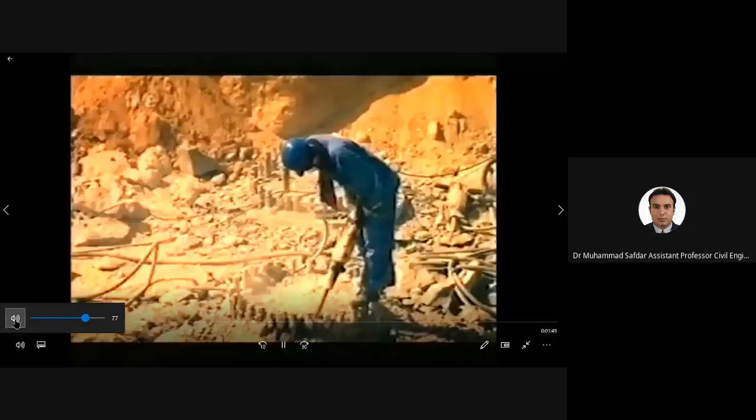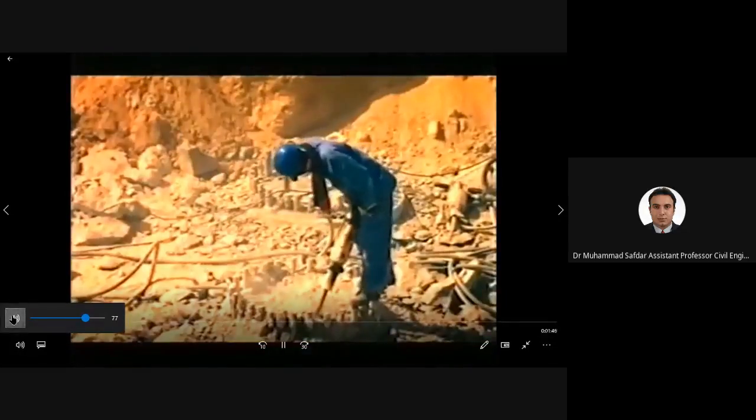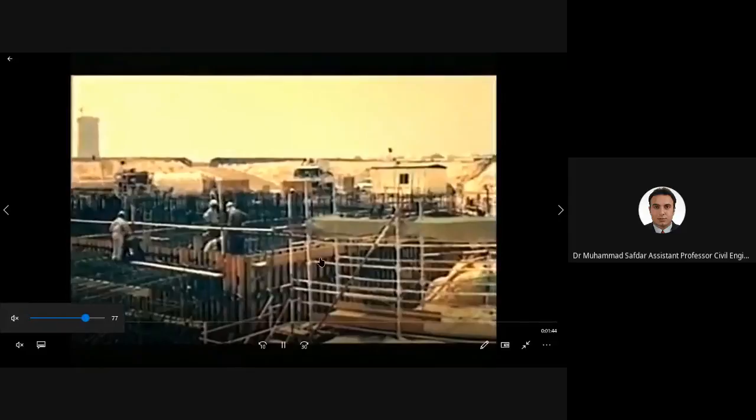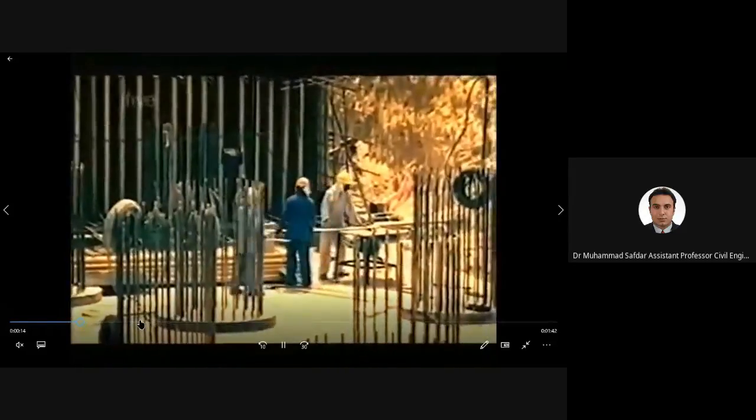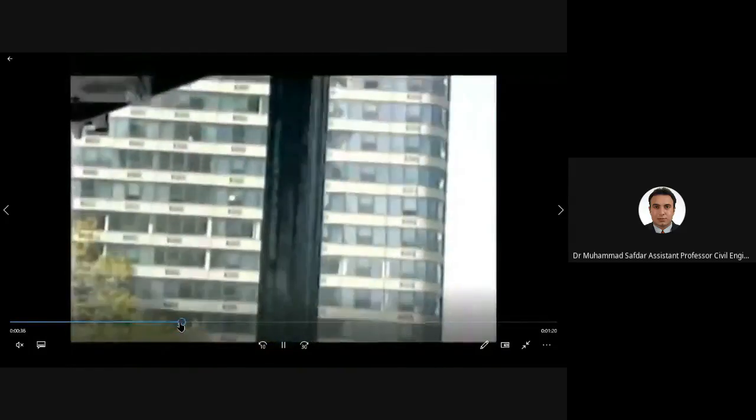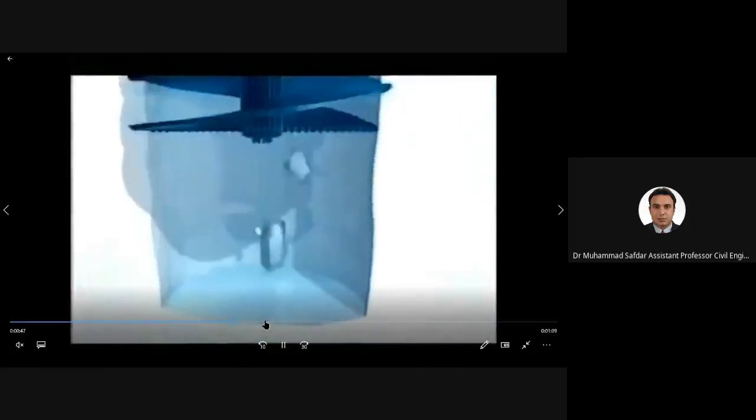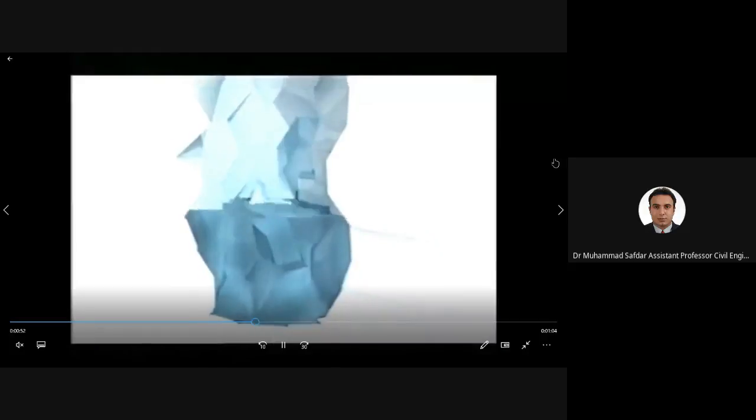So there was the liquefaction issue also there. People want to go into the offshore environment. In the offshore environment, how the soil is strengthened.